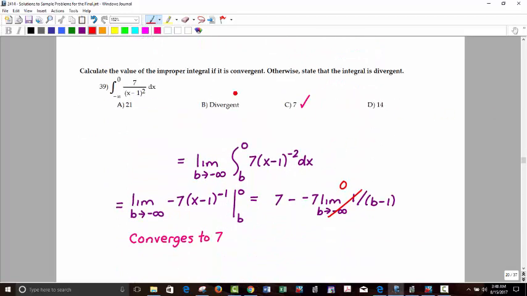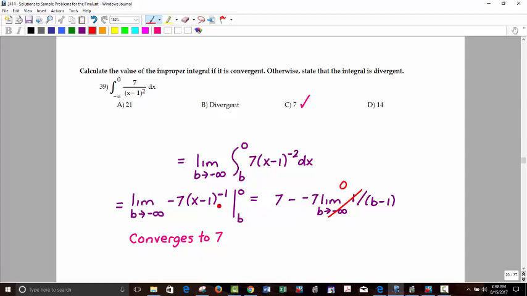Now here's one with negative infinity as a limit, lower limit. So we're going to let limit as b approaches negative infinity from b to 0. I just brought this up for substitution purposes. You could have left it on the bottom and then brought the power up. But x minus 1 to the negative 2 is just going to be u substitution. And I didn't even show the u du, but u would just be x minus 1. Du would be dx. So the antiderivative of u to the negative 2 would be u to the negative 1 over negative 1, which just makes this 7 divided by negative 1, so it makes it negative 7.